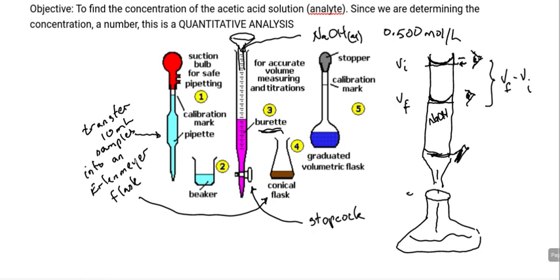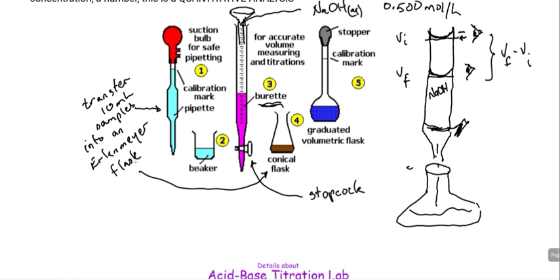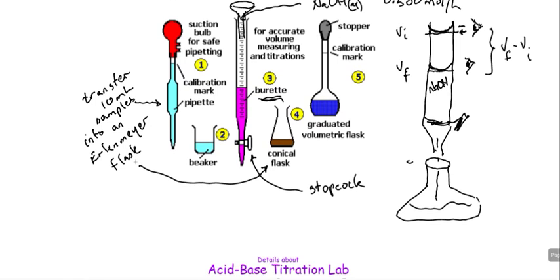Now, how are we going to be able to tell that this reaction has actually reached completion? Well, what we're going to do is add a couple of drops of phenolphthalein. A couple of drops of phenolphthalein need to be in our acetic acid.